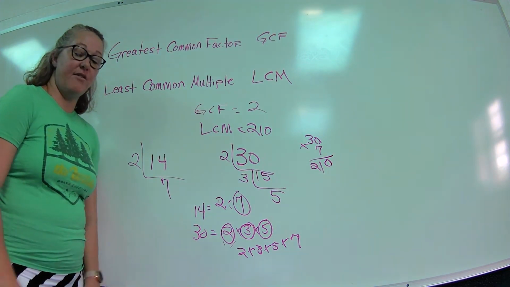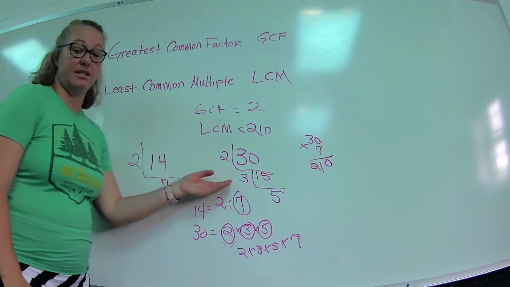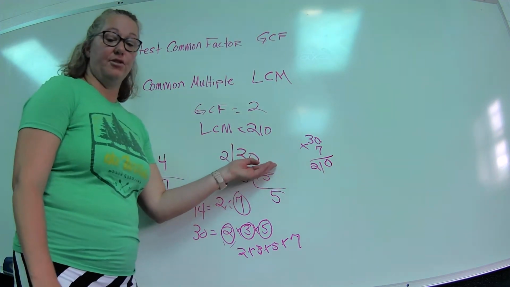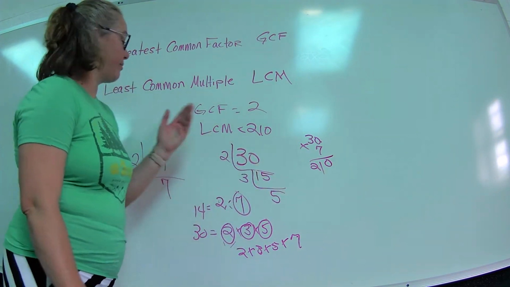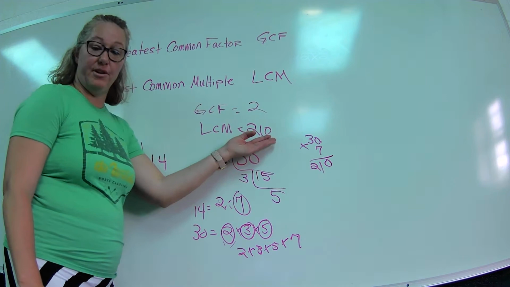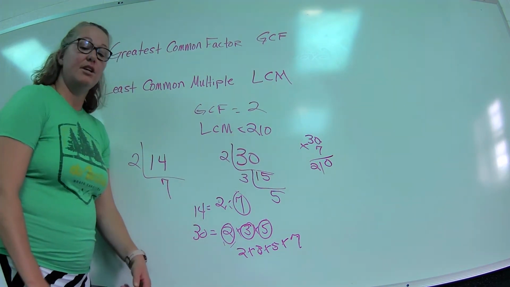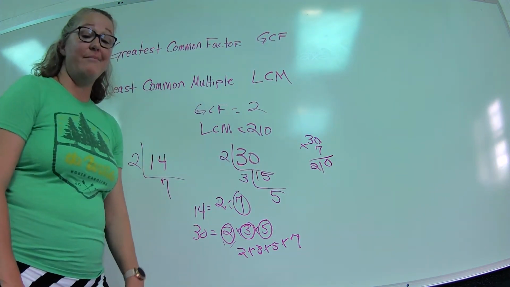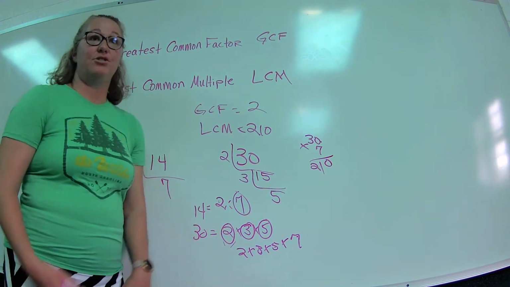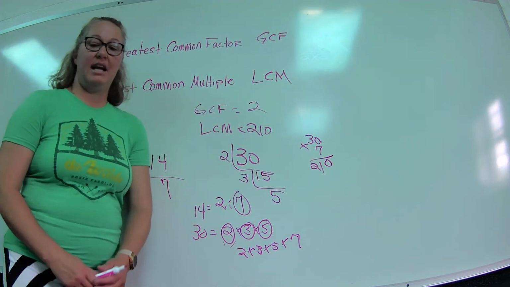And again, this is helpful so we don't have to write out 30, 60, 90, 120, 150. We'd have to be writing out all those multiples all the way to 210 until we got something that was common. So this is another reason why division by prime is so great to know, because it's such a great shortcut.